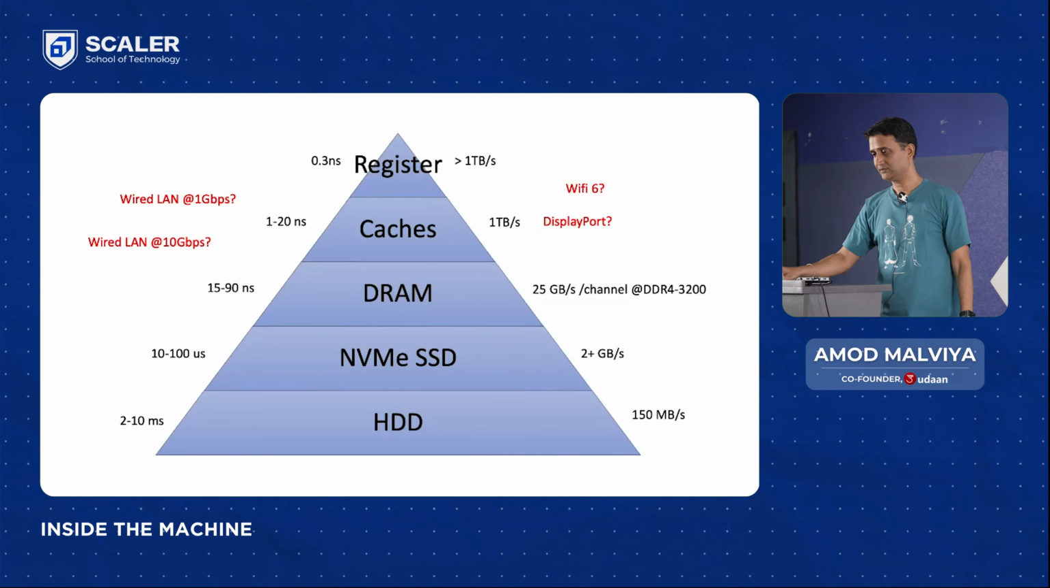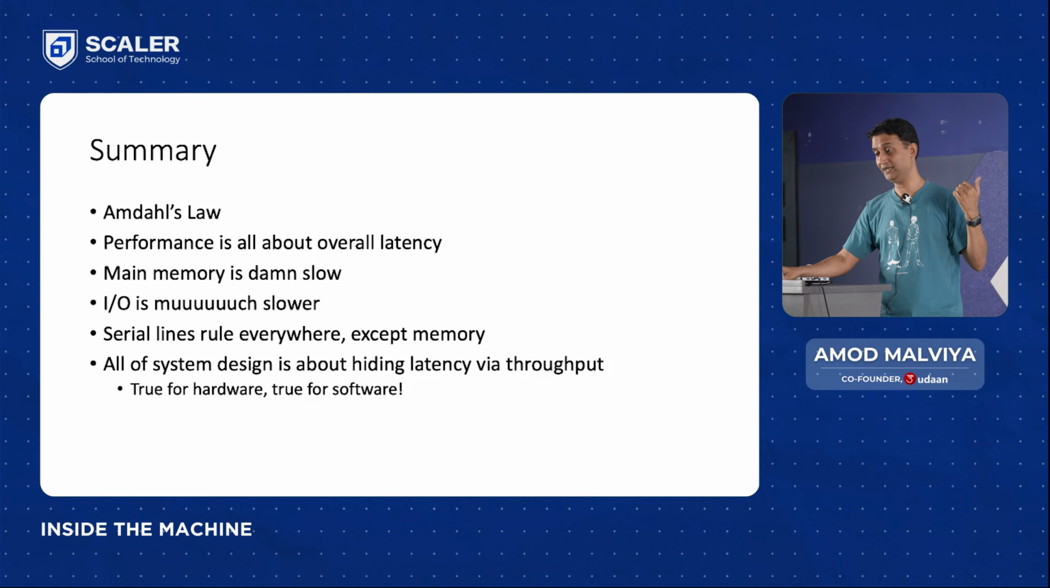So yes, we covered Amdahl's law. Performance is about overall latency. Main memory is damn slow. I/O is way slower. Serial lines rule everywhere except memory. And all of system design is about hiding latency via throughput. It's true for hardware, and true for software.